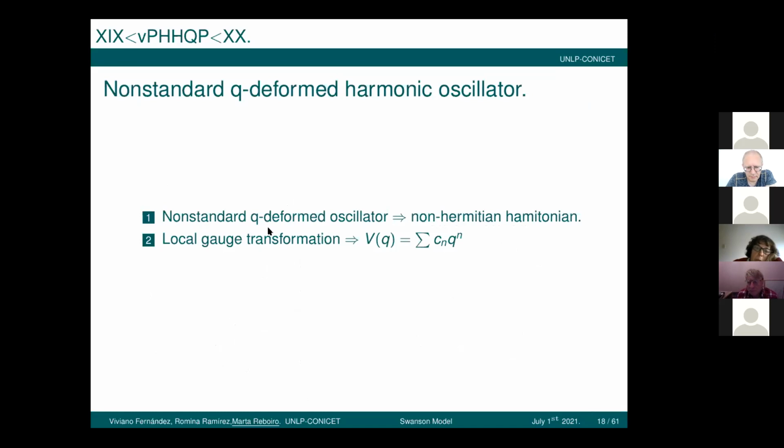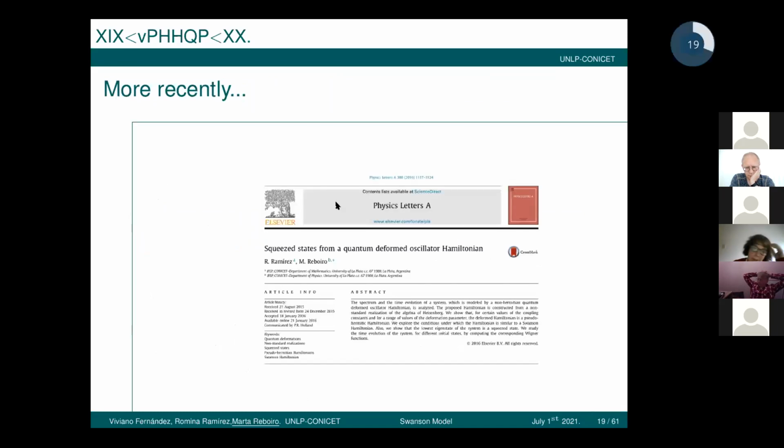Though we know we have ended up with a non-Hermitian Hamiltonian, due to the application of this local gauge transformation, we end up with a potential in powers of Q, and we were pretty happy at that time with these results.